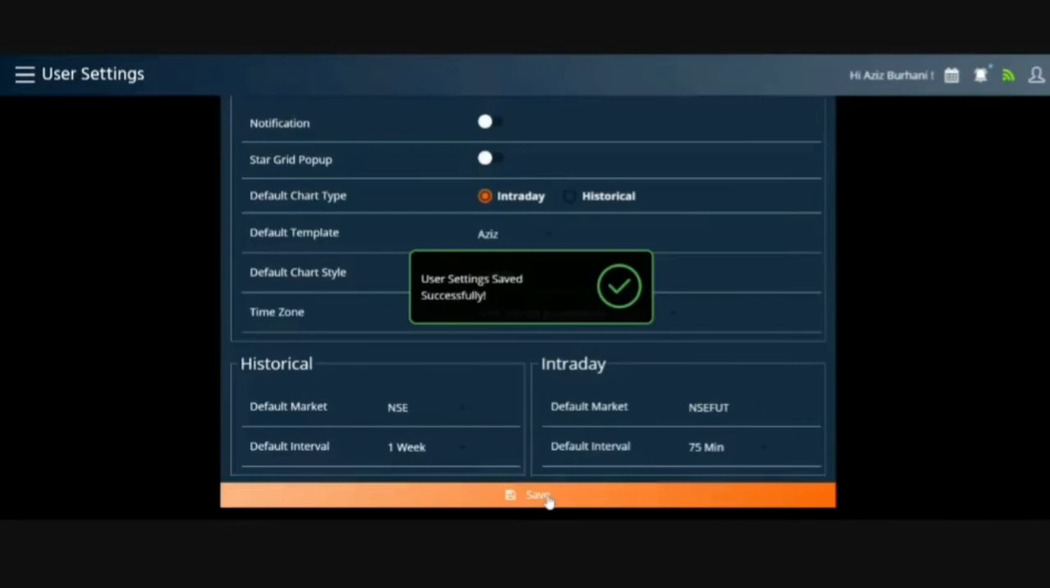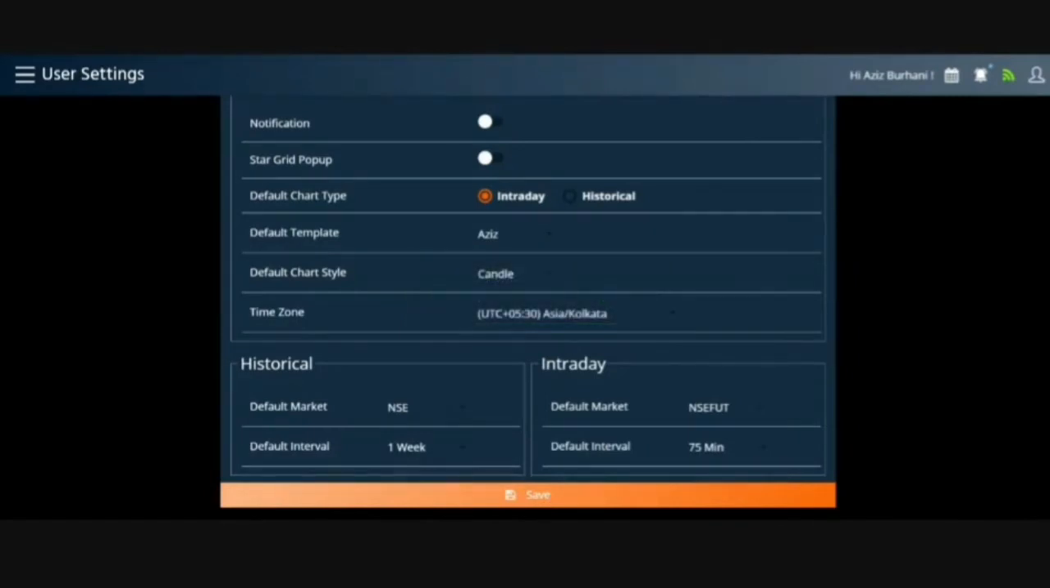Once you save, you will get this message that user settings are saved. So what happens is your charts will load much faster. Once you have set this, your charts will load much faster, because now the software knows exactly what you're looking at.